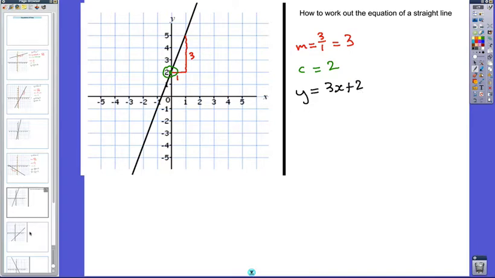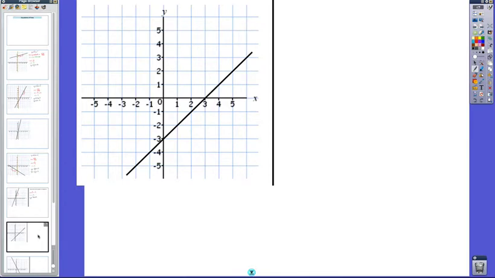So c is equal to 2, so our equation straight away is y equals 3x plus 2. Here's another question for you to try. Have a go at this, pause the video.